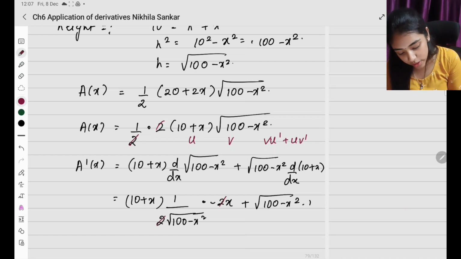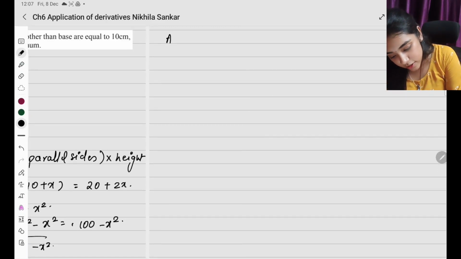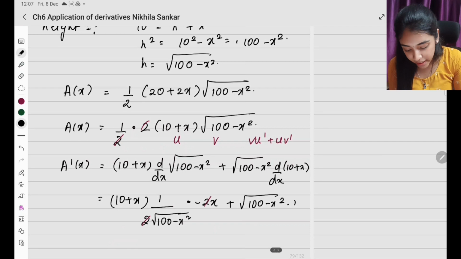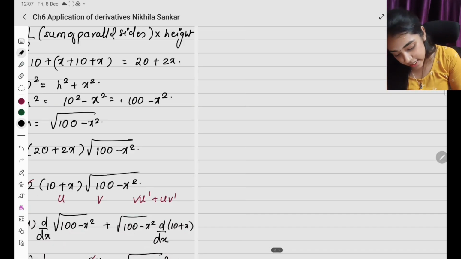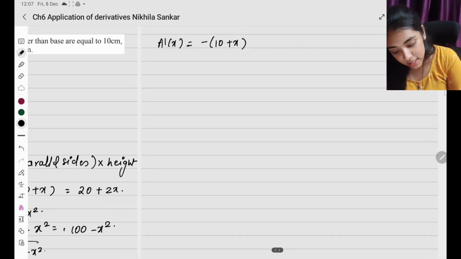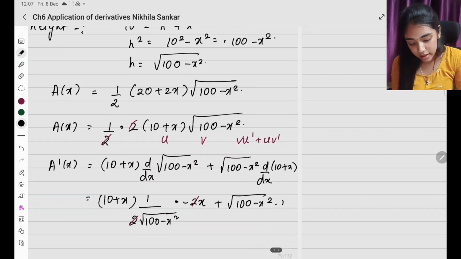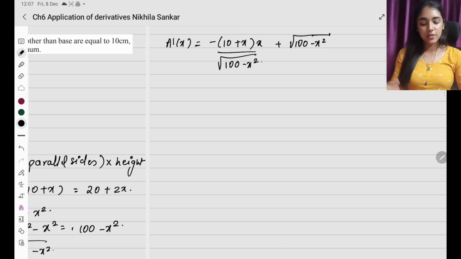So the 2 and the 2 get cancelled. So what do I have here? A dash of x equals minus 10 plus x times x, divided by square root of 100 minus x square, plus square root of 100 minus x square. Okay, so this is what I have.